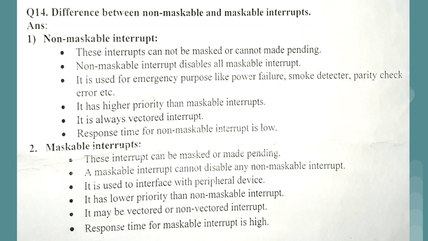And maskable interrupts are basically used to interface with the peripheral devices. It means whenever we want to stop the execution and display that executional part to the peripheral devices or give a response to the peripheral devices, in that situation maskable interrupts occur, and basically they are generated by the microprocessor itself only.